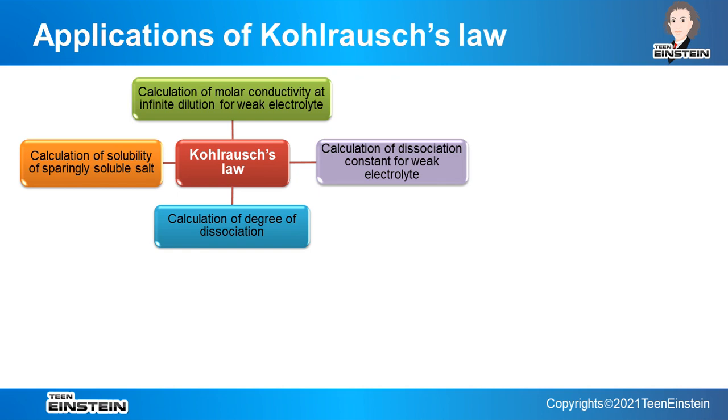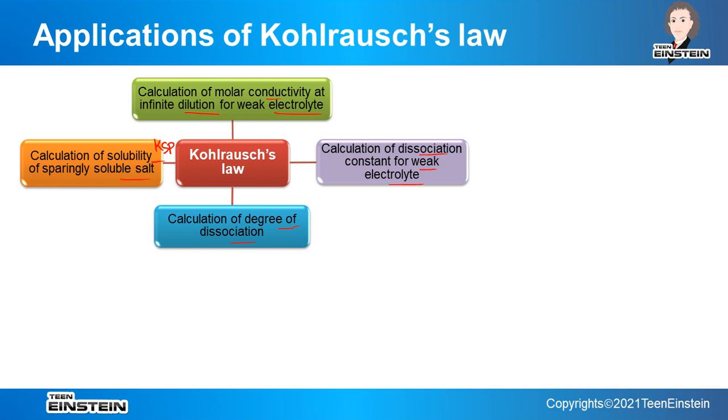Applications of Kohlrausch law. There are very important applications of this law. Total 4 applications we will see. First of all, calculation of molar conductivity at infinite dilution for weak electrolyte, because graphically we cannot determine the molar conductance at infinite dilution, which is possible for strong electrolyte but not for weak electrolyte. Then calculation of dissociation constant for weak electrolyte, calculation of degree of dissociation of weak electrolyte, and calculation of solubility of sparingly soluble salts. Sparingly soluble means the salts which have very poor solubility. So we can also calculate the solubility, and if you can calculate the solubility, obviously you can also calculate KSP, that is solubility product.